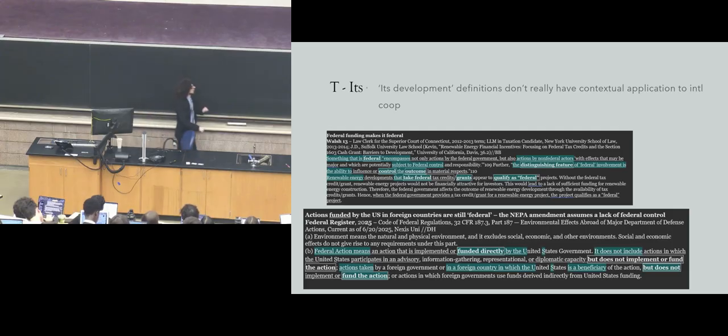And so this says that a federal action is anything funded by the US. It does not include activities in which the US participates in an advisory, info gathering, or diplomatic capacity, but does not fund the action. But if it funds the action, then it's a US action. So it limits out some stuff, but not everything. And then the other card says the same thing for renewable energy, which some of the AFs kind of fall under. It's one approach.